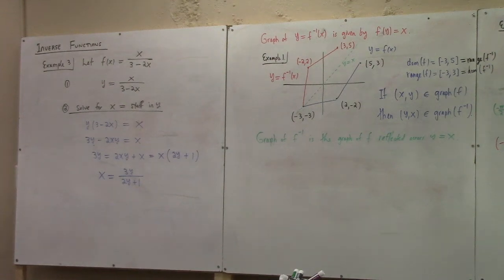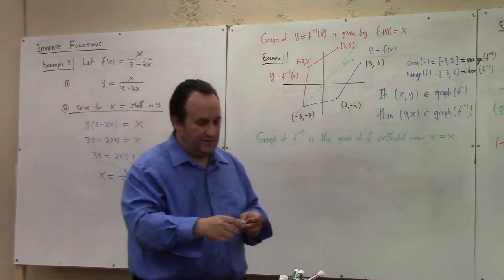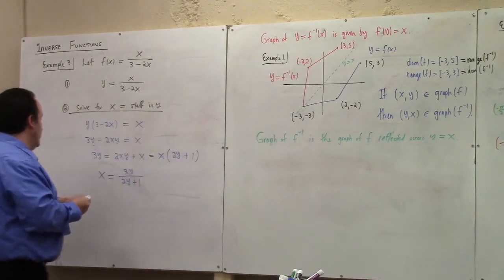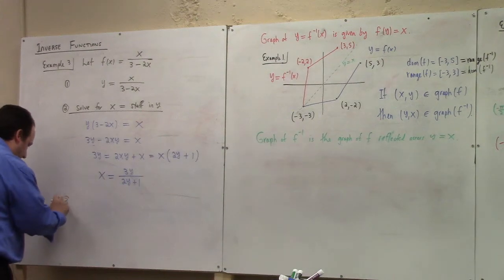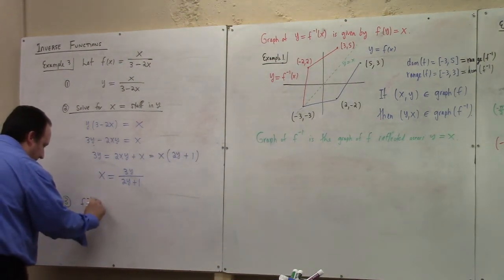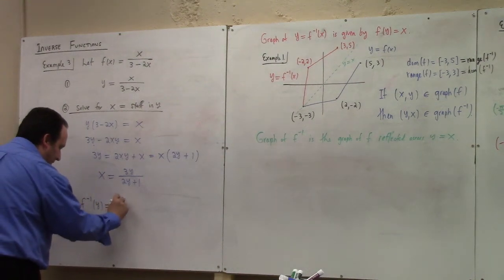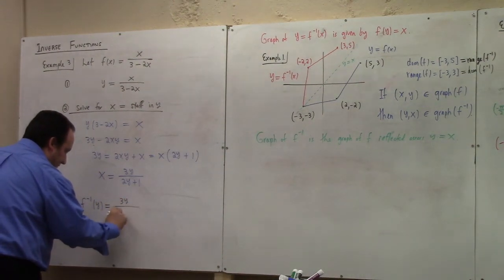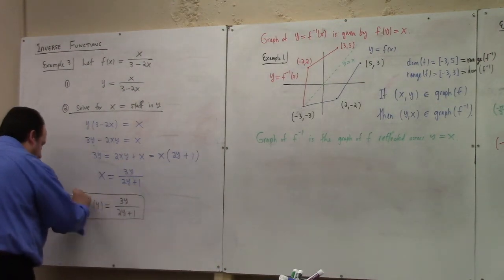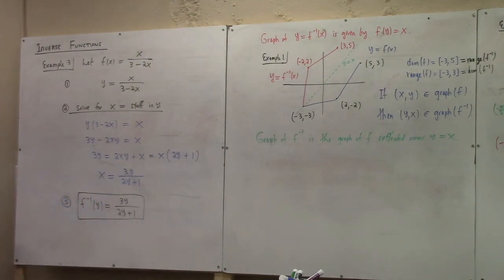Now that allows us to move on to step 3. Step 3 is what? Basically, write the answer. So step 3: f inverse of y is equal to 3y over 2y plus 1. There you go. That's the inverse function for f.